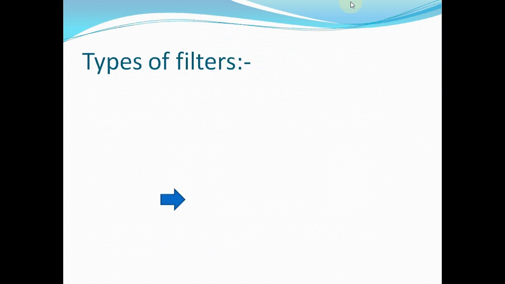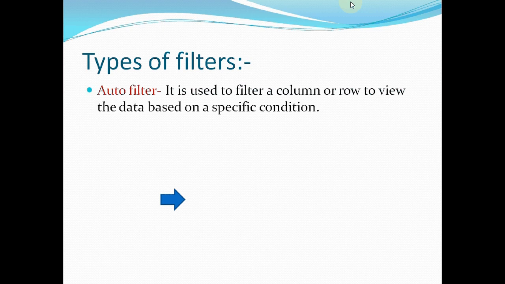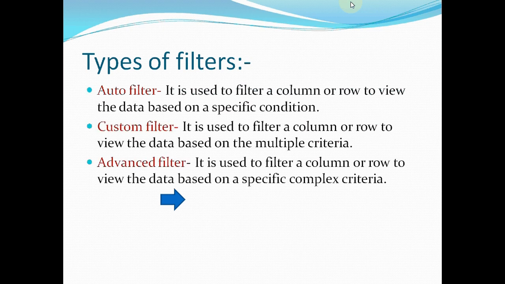button. So the types of filter, there are 3 types of filter: auto filter, custom filter and advanced filter. It is used to filter a column. First is the auto filter. It is used to filter a column or row to view the data based on a specific condition. Second is the custom filter. It is used to filter a column or row to view the data based on multiple criteria. And the advanced filter is used to filter a column or row to view the data based on a specific complex criteria or any typical condition or complex condition.